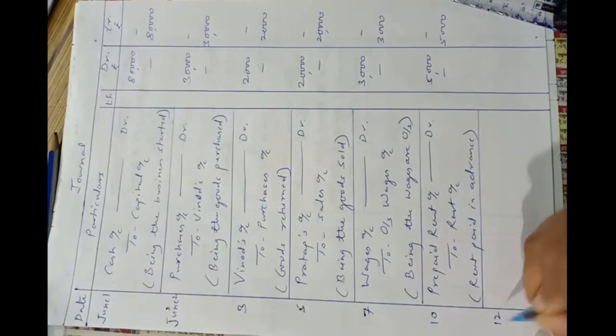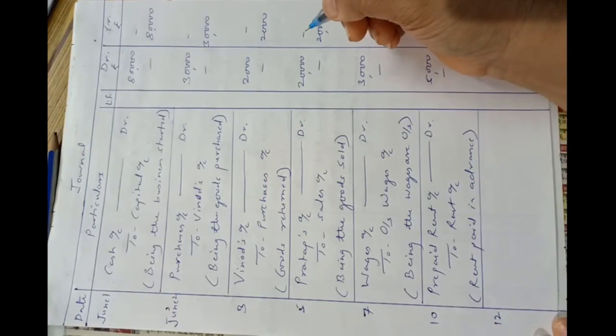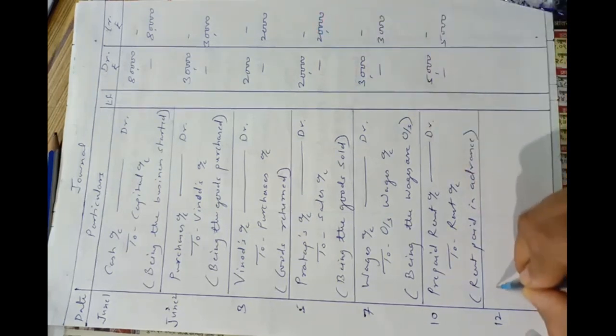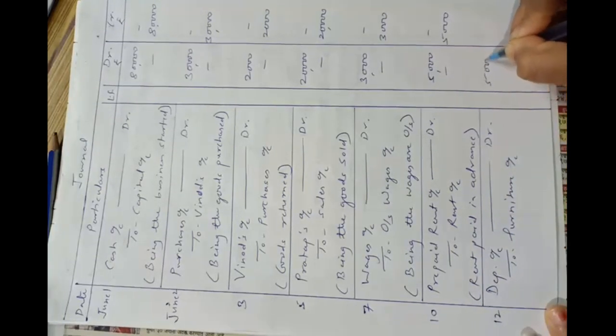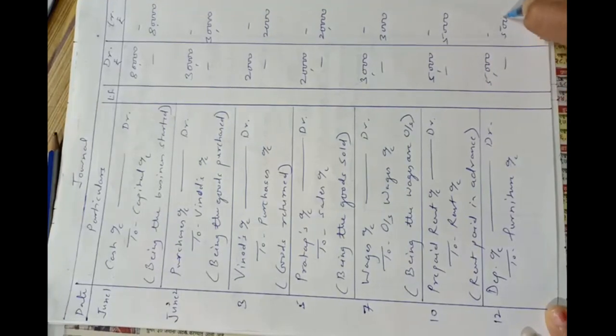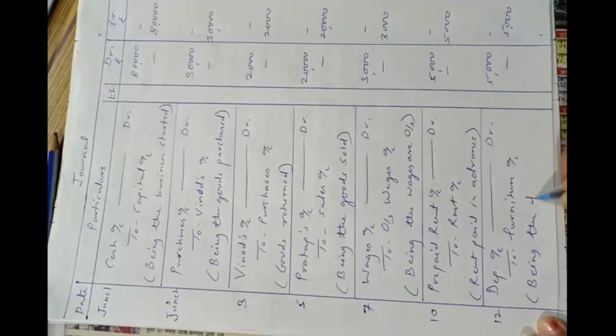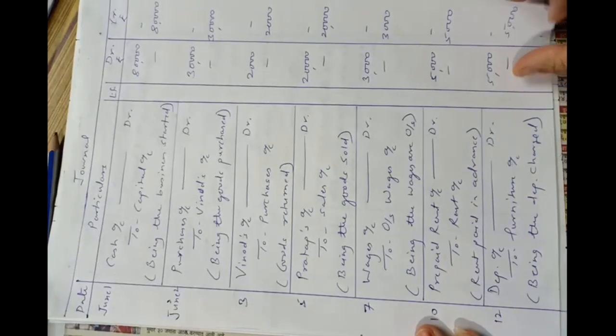now 12th June, provide 10% depreciation on furniture. We have already calculated depreciation, that is rupees 5,000. So the entry will be depreciation account debit to furniture account, amount is 5,000. Narration, being the depreciation charged. Okay, so now we will pass next entry.